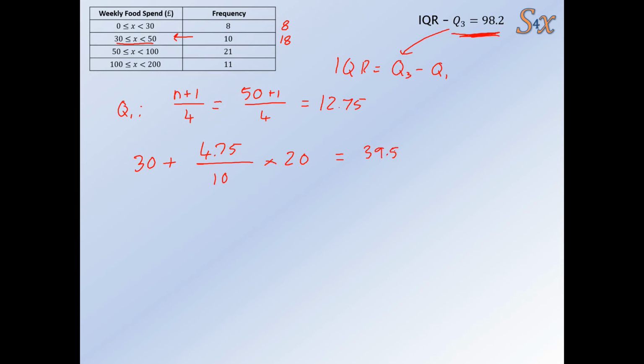Okay, so that's the lower quartile we found there. So that's, remember, it's pounds we're doing here, so the lower quartile estimate is £39.50. The upper quartile estimate was £98.20. So to get the IQR, or the interquartile range, all I do is Q3, which is 98.2, minus Q1, which is £39.50. And that gets us an estimate of the interquartile range, which is £58.70. And that's our estimate of the interquartile range.